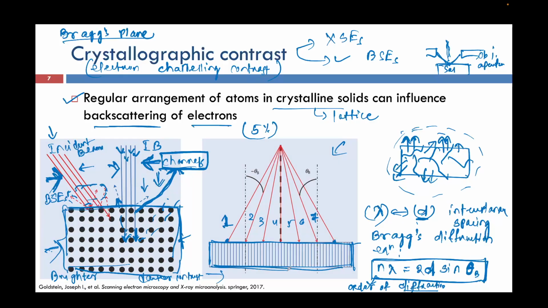The same thing can happen here also. Let's say these electrons are coming, and while interacting with other atoms, or we can say other electrons, there also the scattering phenomenon takes place.